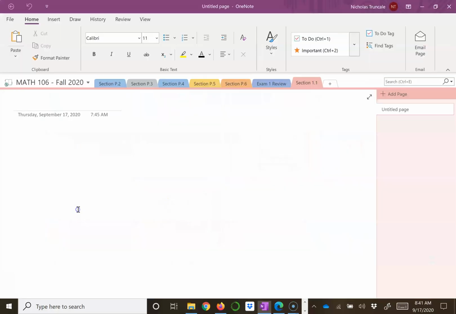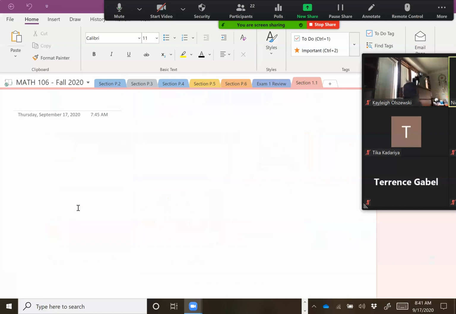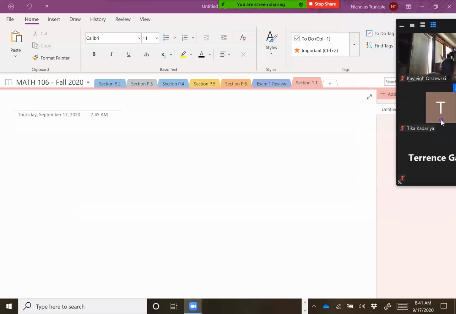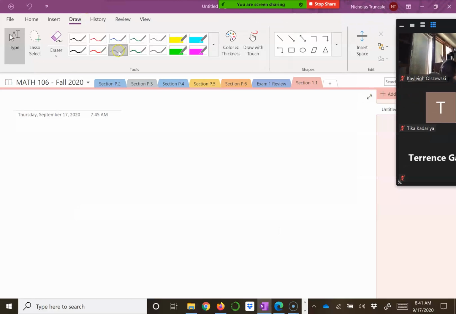So you should all be seeing my notebook page. In a moment, I'm going to be starting section 1.1. But before I do that, I just want to show you how you can calculate your grade.